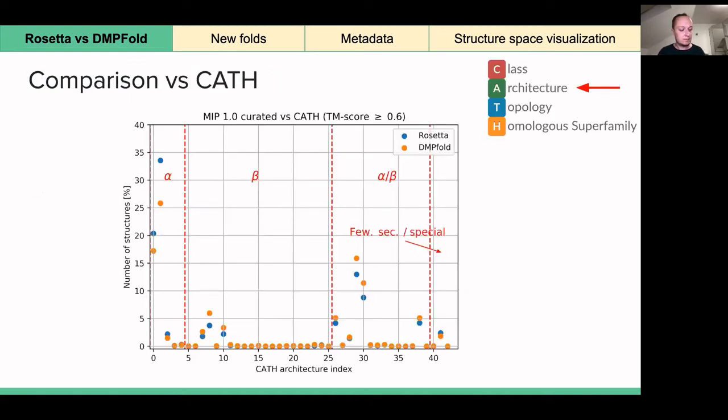And I think this is the best summary that I can give you of how those two approaches are different. Looking at CATH classification, we focus here on the architecture level, and indeed we can see that quite consistently Rosetta predicts more alpha models, proteins belonging to the alpha class, whereas DMPfold tends to predict more beta and alpha-beta models. And this behavior is quite consistent across different architectures.